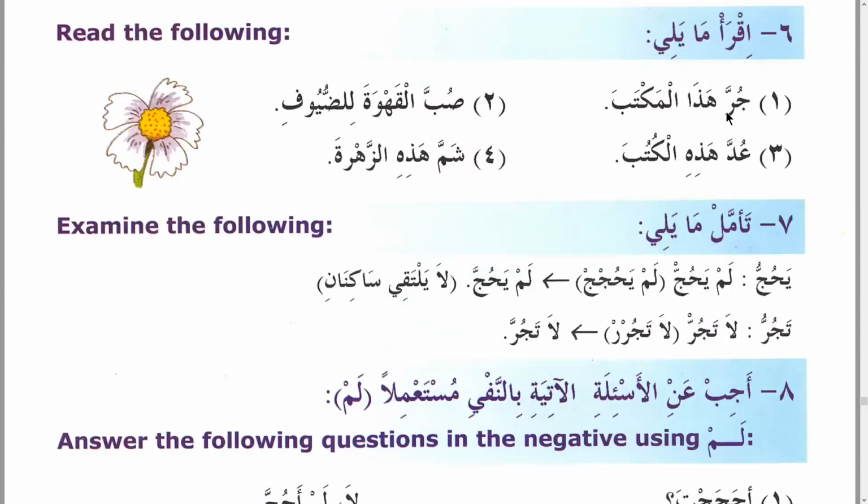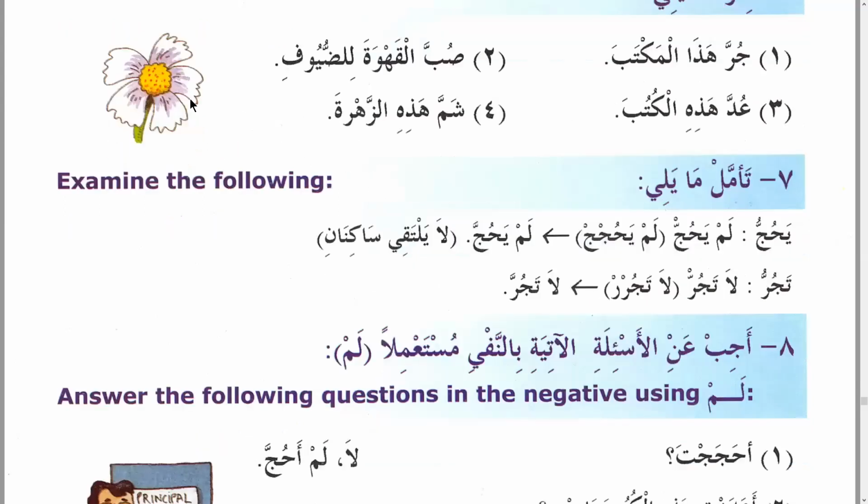Jurra hadha al-maktaba. Pull this table. Subba al-qahwata lid-duyuf. Pour the coffee for the guests. Subba. See, subba. Udda hadhi al-kutuba. Count these books. Shamma hadhi zahrata. Smell this rose. Zahra is not rose actually, flower. Smell this flower.